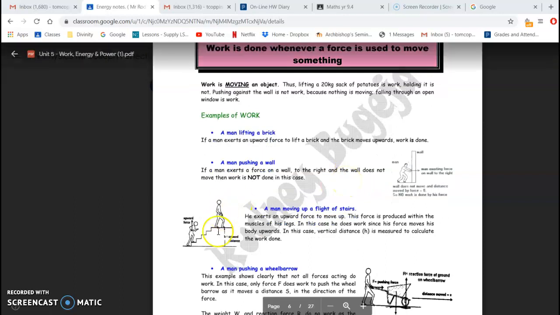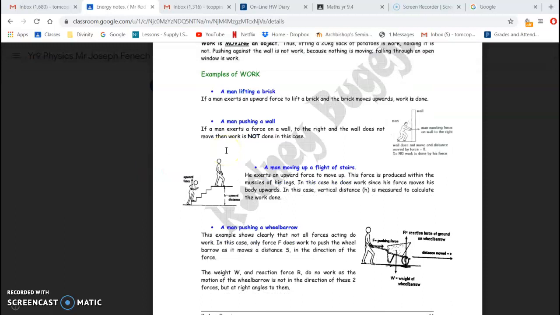Now, if you, for example, push against a wall, is this work or not? Think a bit. Is anything moving? Well, the wall doesn't move when you push it, so that is not work.